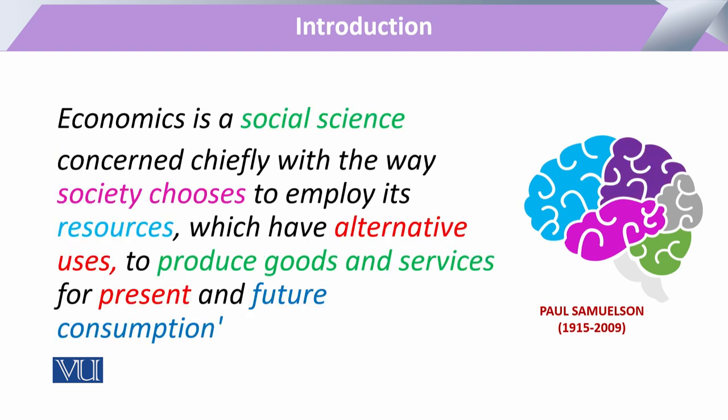The last definition, given by Paul Samuelson, is that economics is a social science concerned chiefly with the way society chooses to employ its resources, which have alternative uses, to produce goods and services for present and future consumption. Society was included, not only mankind and the human being, and the resources that were noted before, now they were mentioned that these resources will be utilized for various alternative uses to produce goods and services.